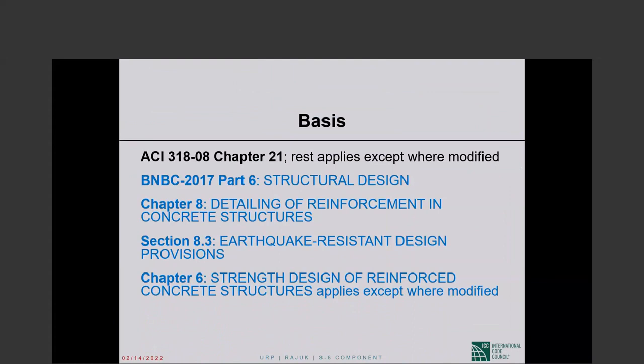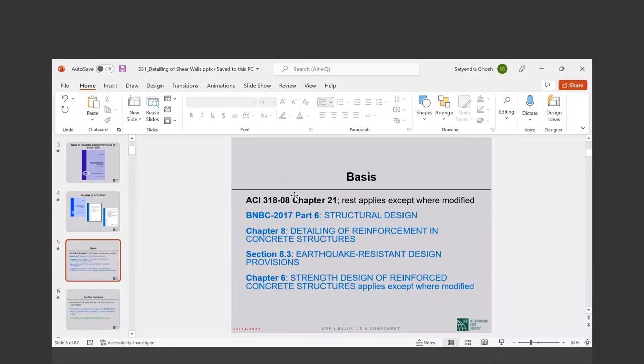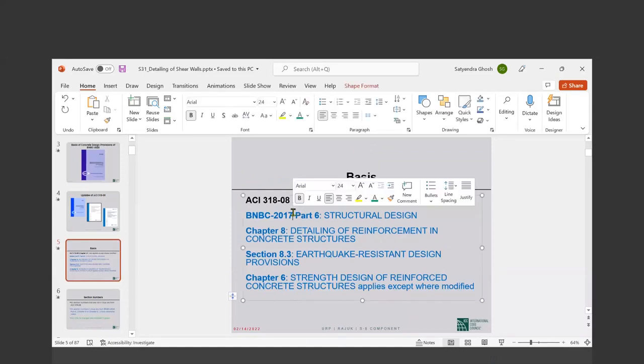As pointed out the last time, the seismic design provisions in 318-08 are in chapter 21 of the document.